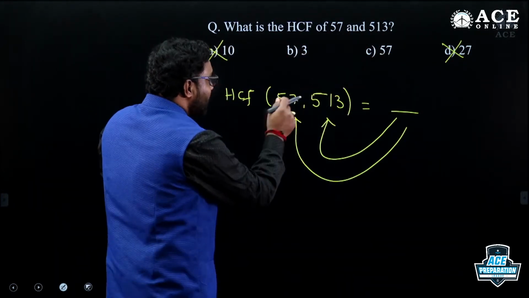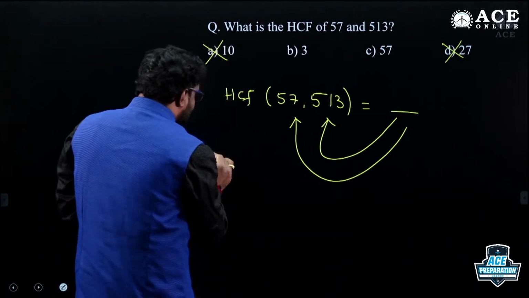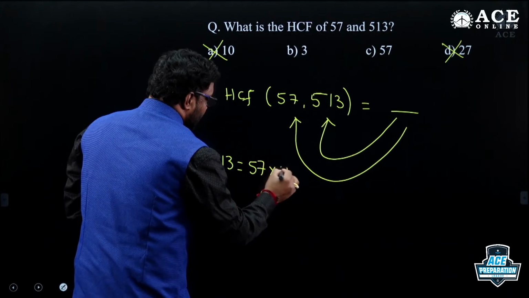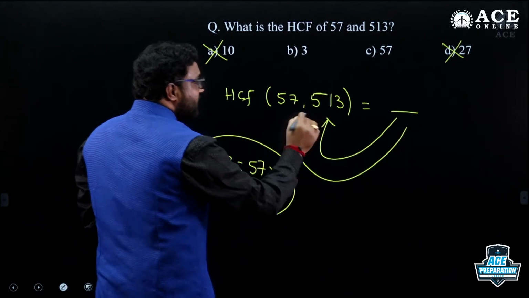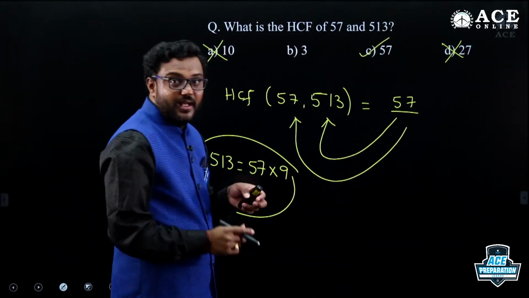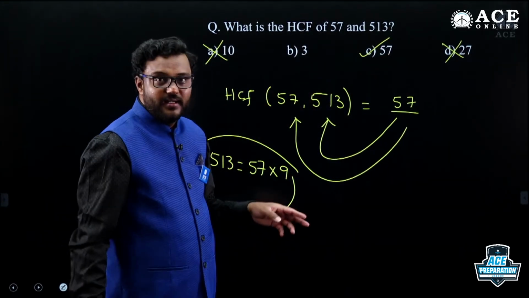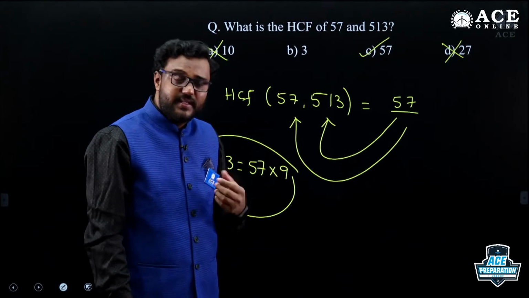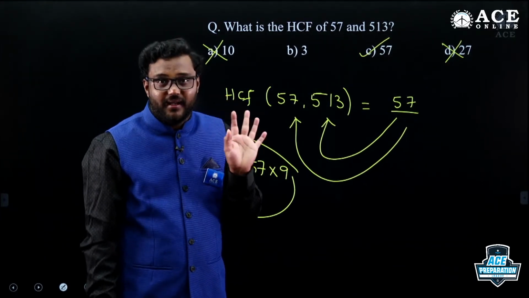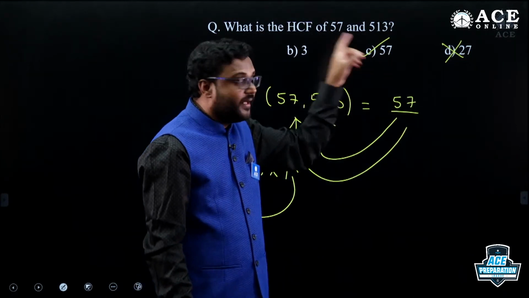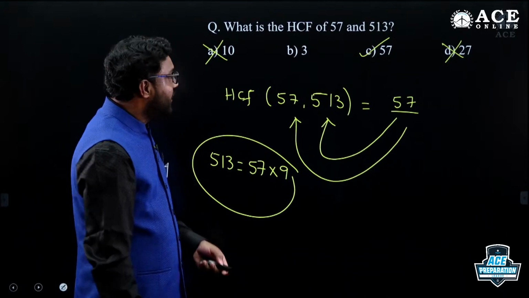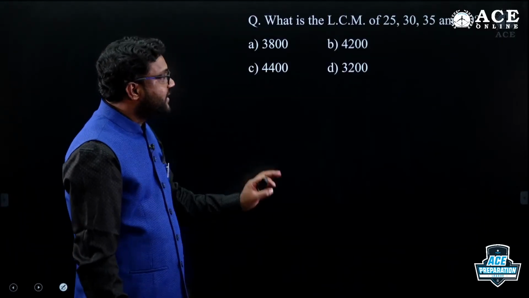Yes, this will divide 57. 513 is actually 57 times 9, right? So both numbers are divisible by 57. We should go with the highest, my dear friends, the highest common factor. 3 also divides both of these. Yes, agreed, but that's not the highest common factor. It is one of the common factors, but we require the highest, so we can go with 57. Clear? Okay. Now see the next question.